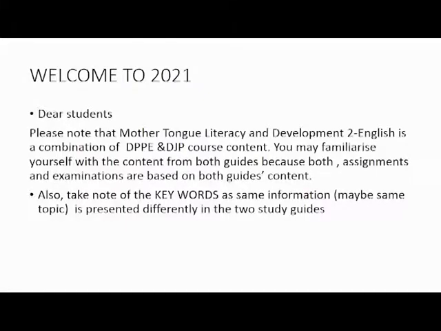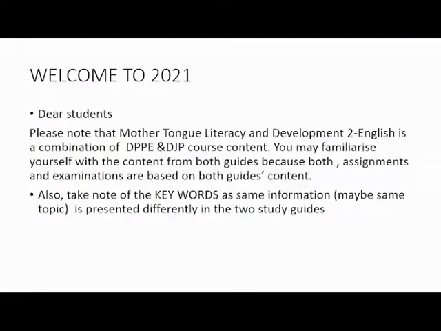Welcome to 2021. Please note, Mother Tongue Literacy and Development 2 is a subject that is shared between the two programs, that is the DPPE and DJPE. That means all students doing those two programs are doing this subject, hence the subject content is exactly the same. You need to familiarize yourself with the content from the study guides, because both the assignments and examination are based on the guides' content. So all the assessments are derived from the study guide for Mother Tongue Literacy and Development English 2.